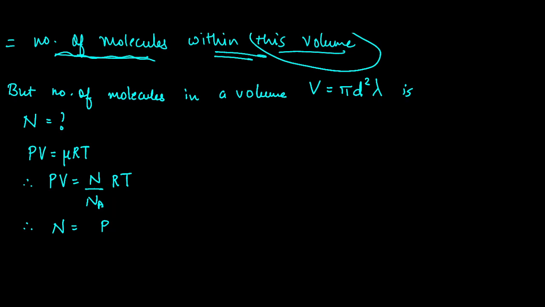And now on the right side I can also write this as R upon Na. Did you get this? What is R upon Na? It's Kb. Clear? So this can be written as n equal to P into V upon Kb T. Is this fine?